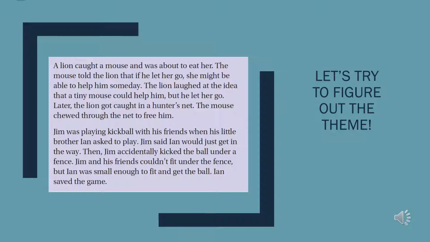Jim was playing kickball with his friends when his little brother Ian asked to play. Jim said Ian would just get in the way. Then, Jim accidentally kicked the ball under a fence. Jim and his friends couldn't fit under the fence. But Ian was small enough to fit and get the ball. Ian saved the game. What do you think the theme is for both of these stories?